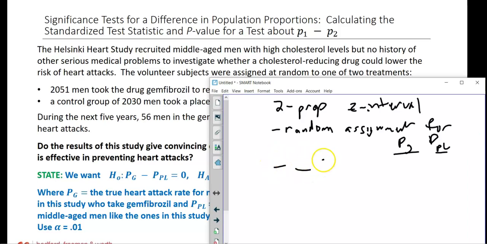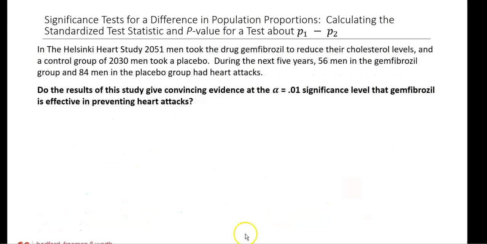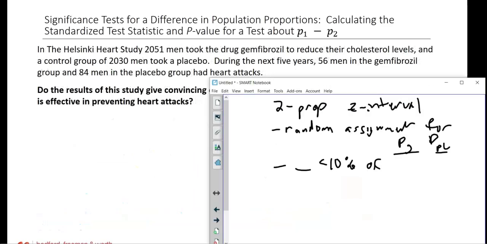Less than 10%. So what number is less than 10% of what number? Let's see. 2051 is less than 10% of all men who have high cholesterol. And 2030, you have to check both groups, is less than 10% of all men who had heart attacks.